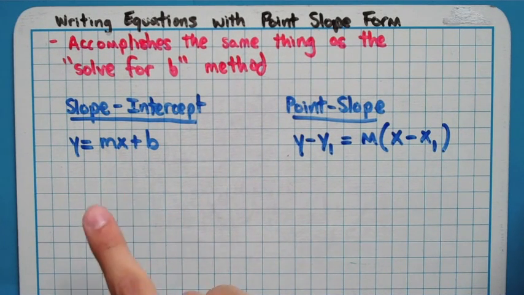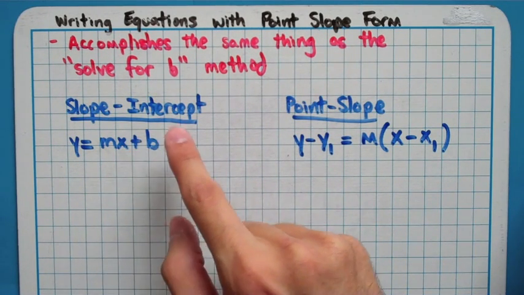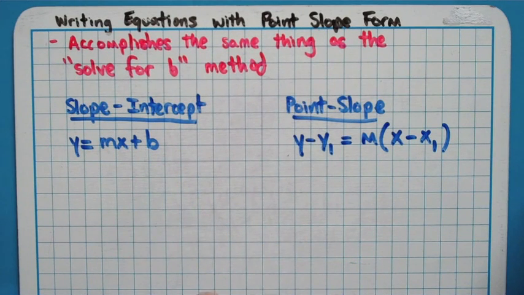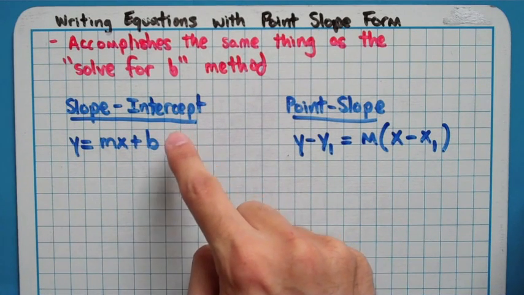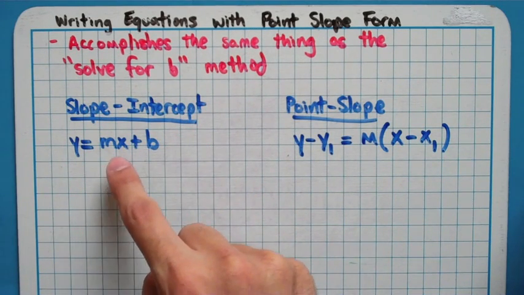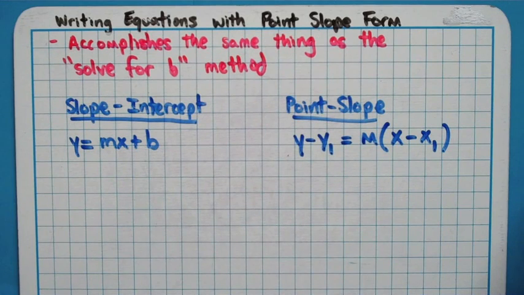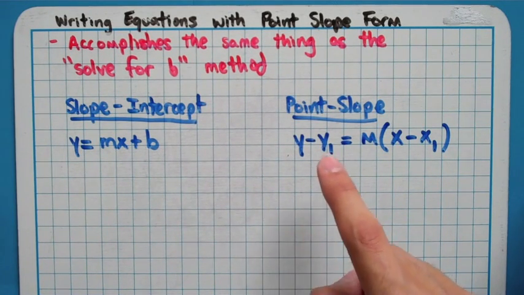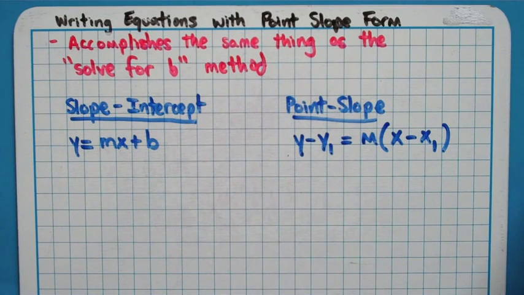So far, when we've talked about lines, we've wanted it in slope-intercept form. Slope-intercept form is y equals mx plus b. And if you didn't already realize this, the reason it's called slope-intercept form is because you can see the slope and the y-intercept by just looking at it. It's named appropriately. Well, our second form right here is called point-slope form.